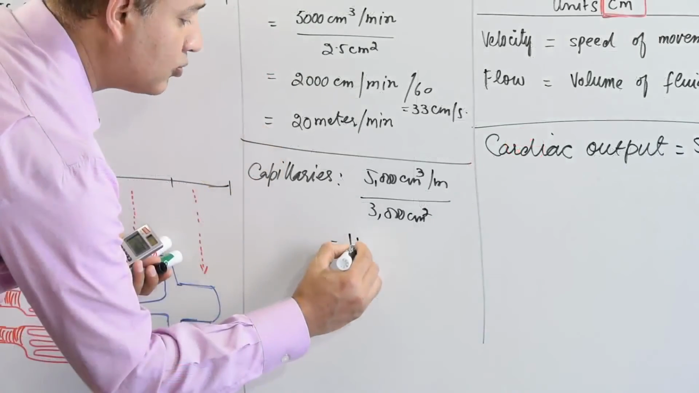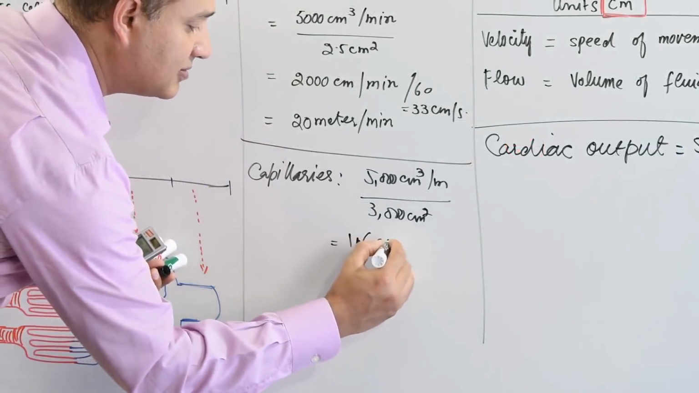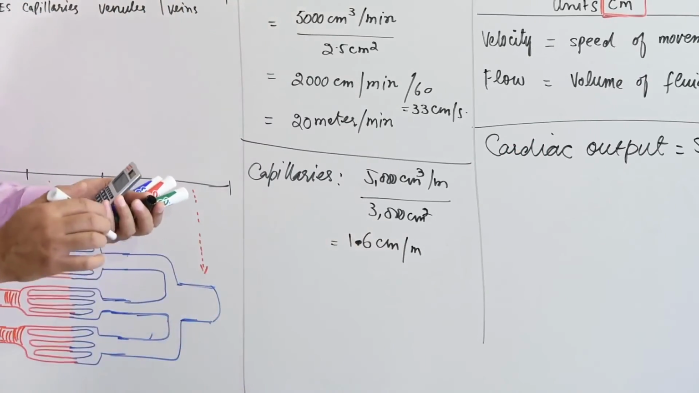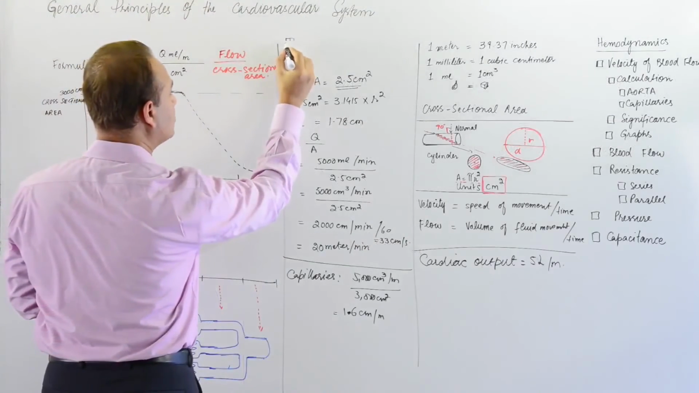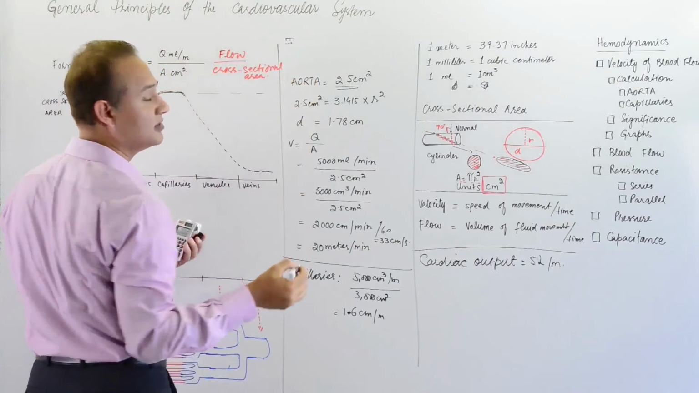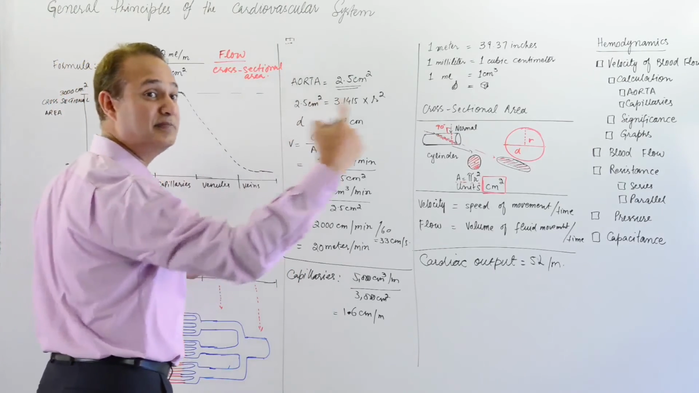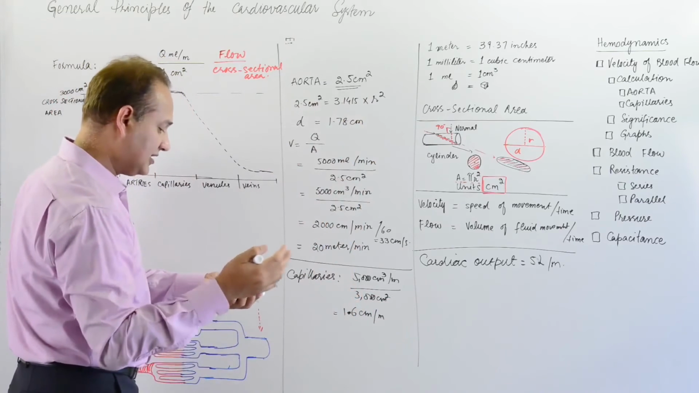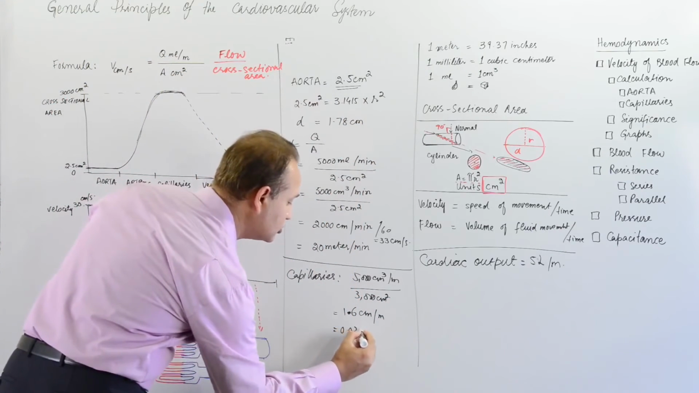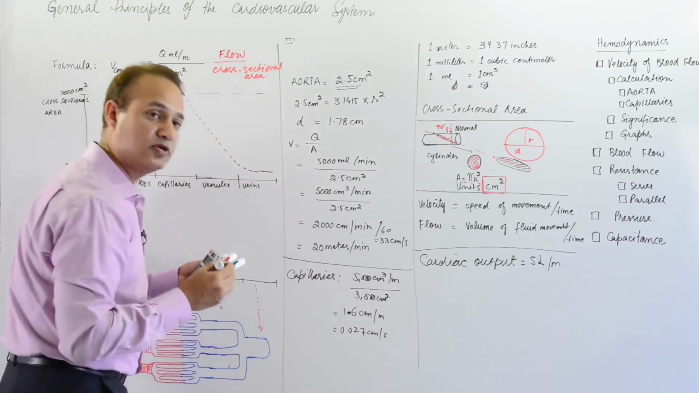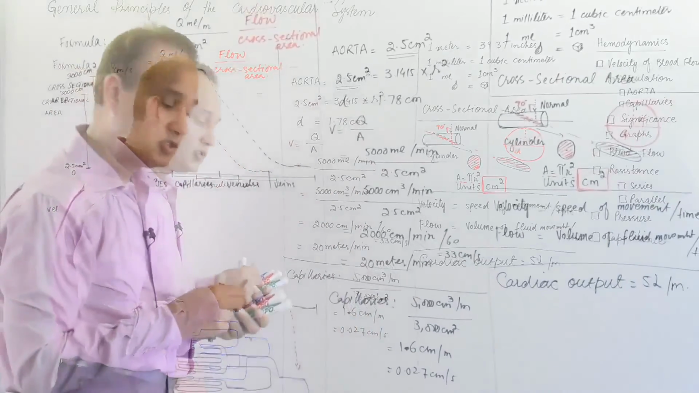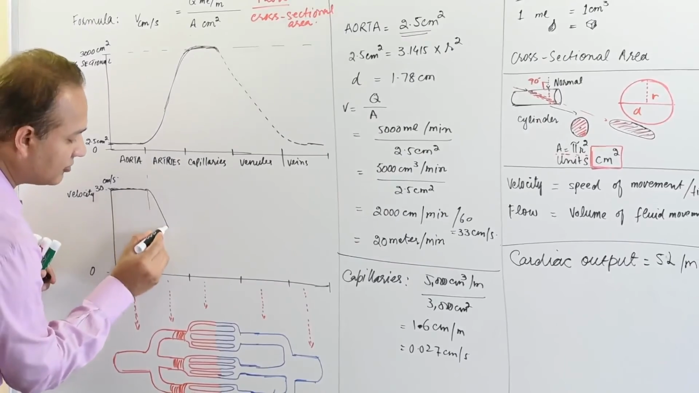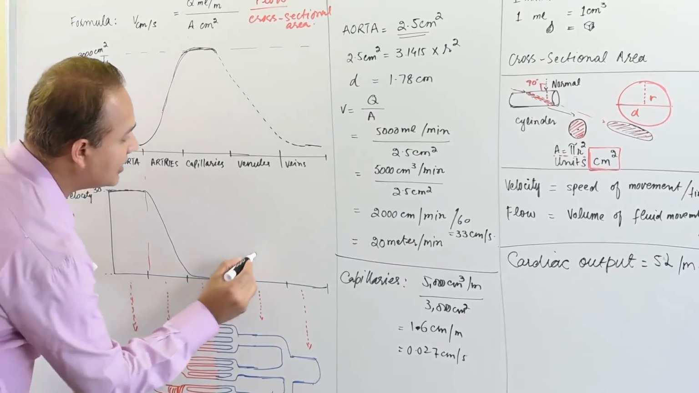So it is 1.6 centimeter per minute. That is really low. Remember, these are centimeters, so this is just 1.6 centimeters in a minute, compared to 20 meters in the aorta. If you divide it by 60, it becomes 0.027 centimeter per second. You almost can't even see it moving. So the velocity of the blood would almost go down to 0, and then it would go back up.